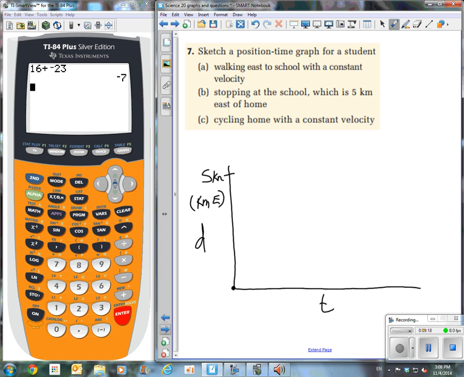So we imagine that the kid walks to school, stays at school for some significant period of time, then he's going to cycle home with a constant velocity. Cycling is going to be significantly faster than walking, so we expect something much steeper in my line. So that's really what that question is asking for, is something that looks like this.